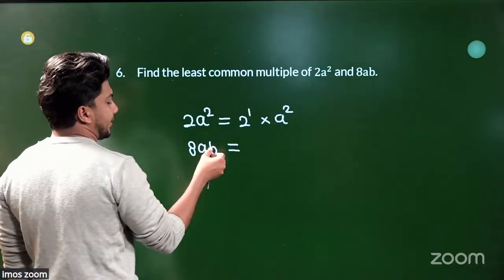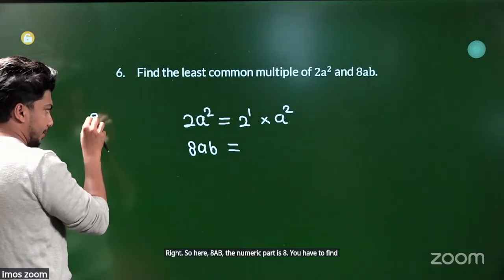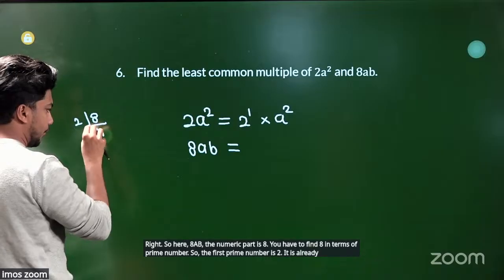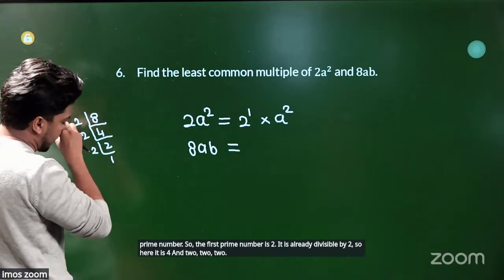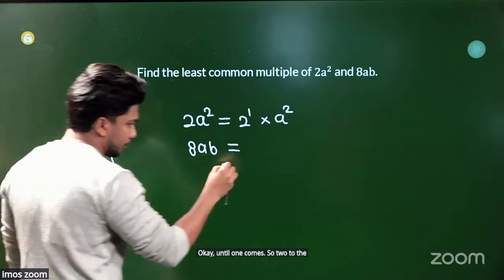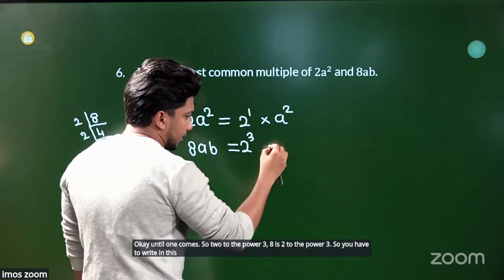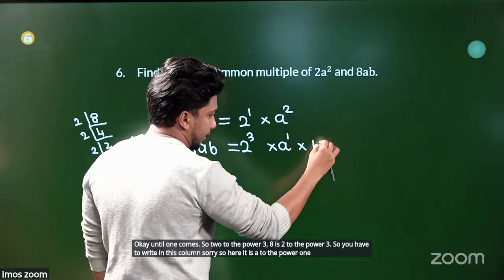Right. So here 8ab, the numeric part is 8. You have to find 8 in terms of prime number. So the first prime number is 2. It is already divisible by 2. So here it is 4 and 2, 2, 2. Okay, until 1 comes. So 2 to the power 3. 8 is 2 to the power 3. So you have to write in this column. So here it is a to the power 1 into b to the power 1.